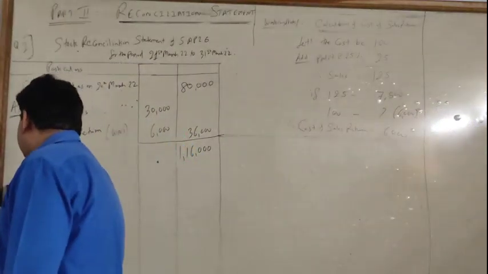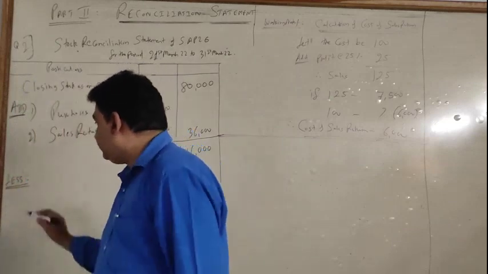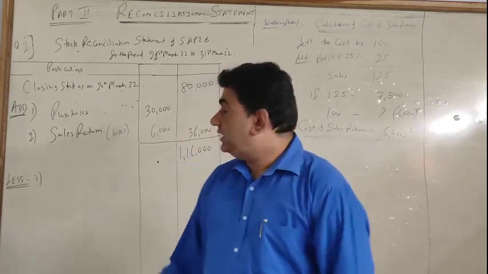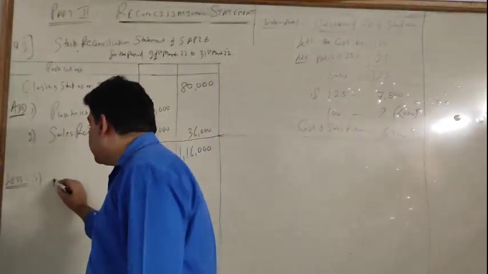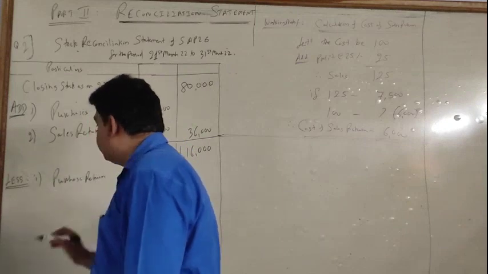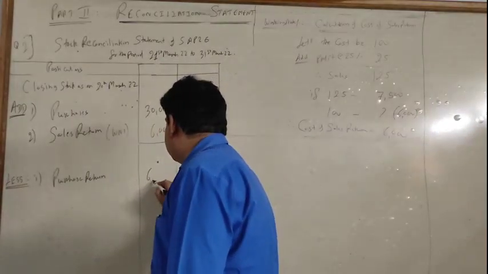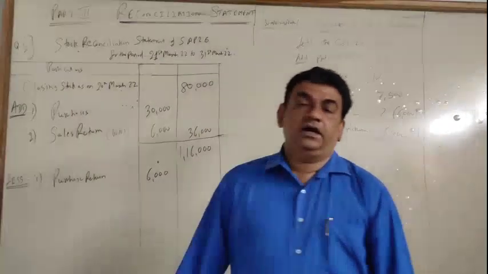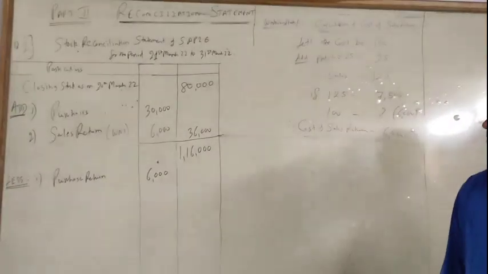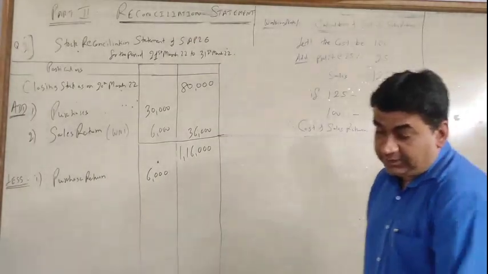Come to the deductions part. Less. First, purchase is done. Now, purchase return, going out. Purchases are always at cost because you are buying from outside. So, purchase return, that is 6,000. Okay?